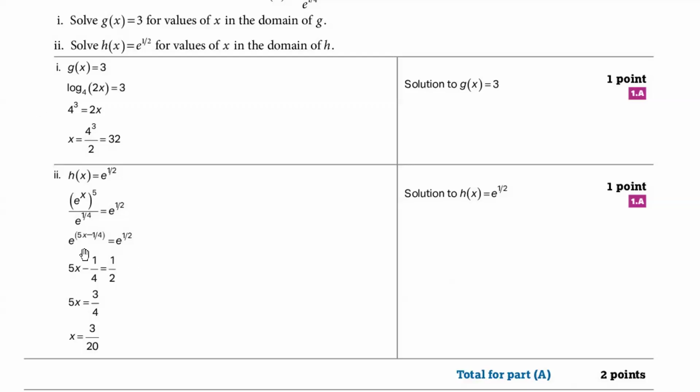The other option is to make the base the same on both sides. Once your base is the same on both sides, all that matters are your powers. So now it just goes back to algebra 1, taking this and setting it equal to that. Does that make sense? So now it becomes 5x minus 1/4 equals 1/2. I'm going to add 1/4, which gives me 3/4. And I'm going to divide by 5, which gives me x equals 3/20.